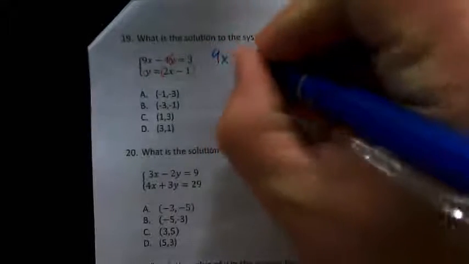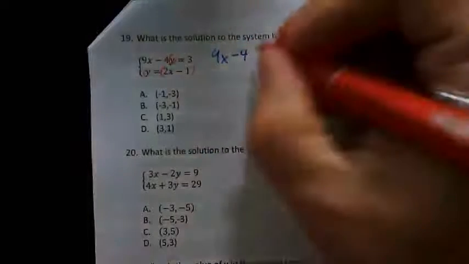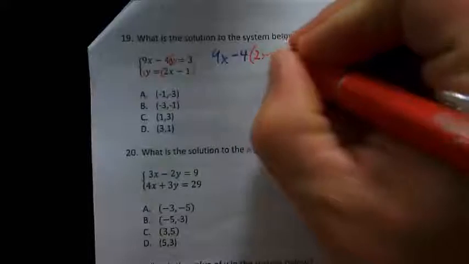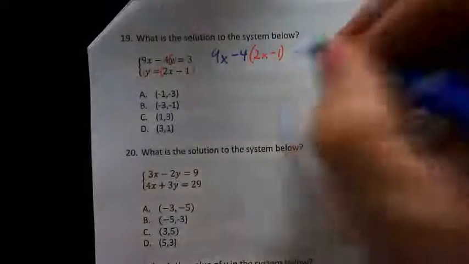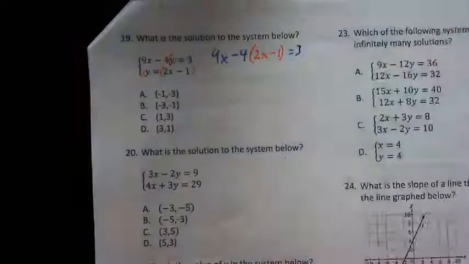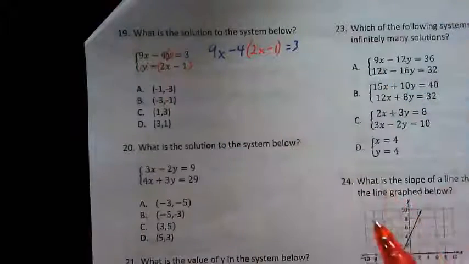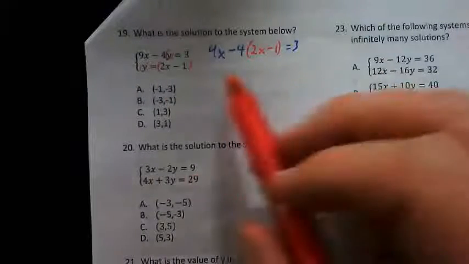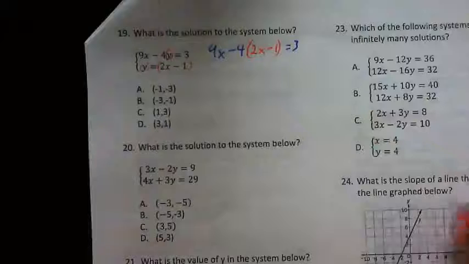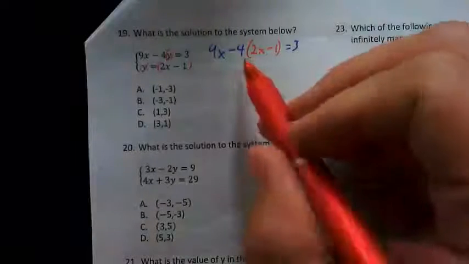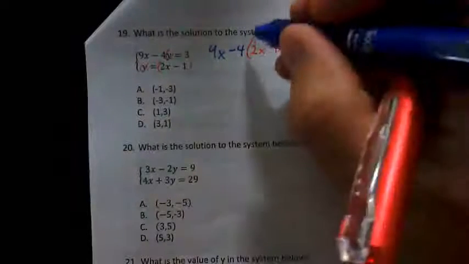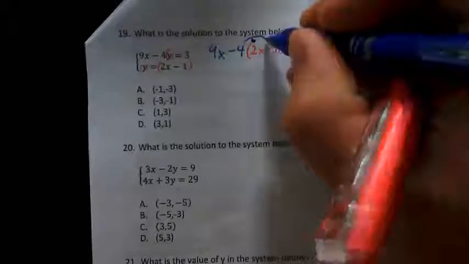So we have 9x minus 4 times (2x minus 1) equals 3. So we substituted in that value in the place of that one y. Now we can solve for x, because in order to solve an equation, you can only have one variable at a time. So now it's a matter of using our distributive property to distribute the 4 to both parts.